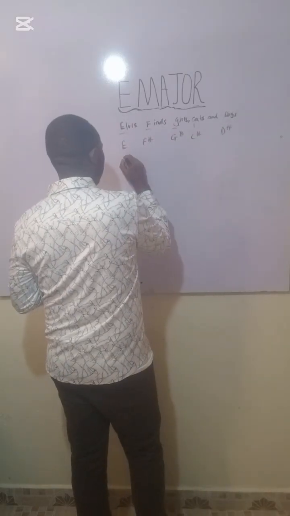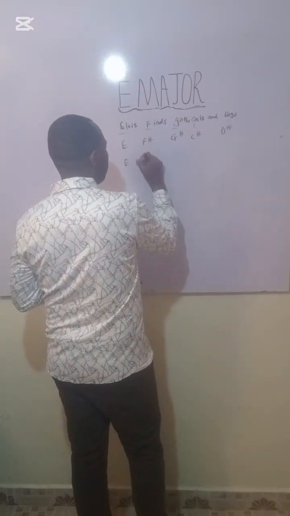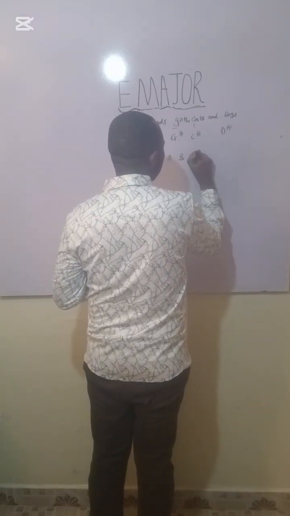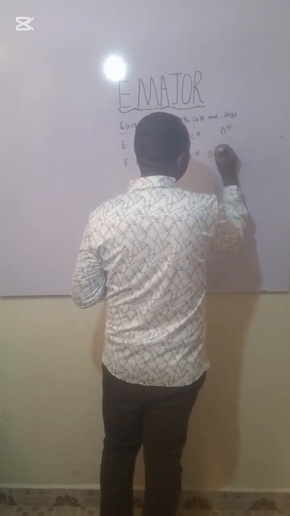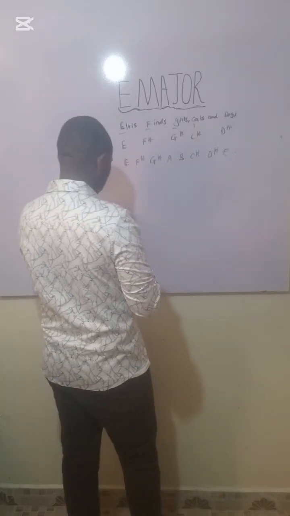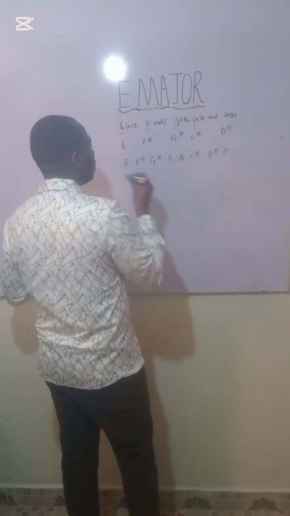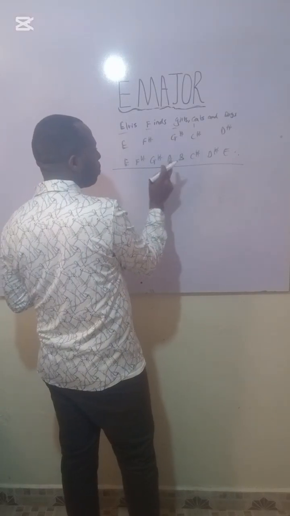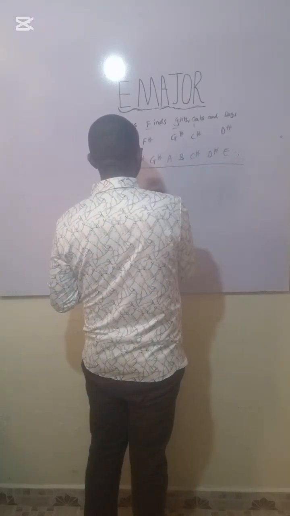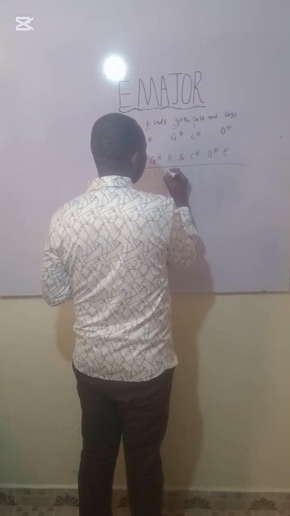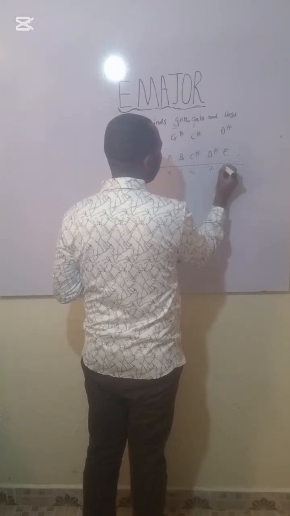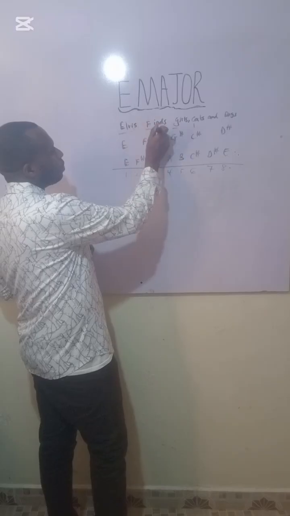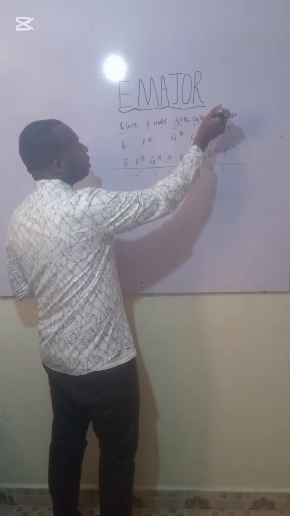So it will look like this. We have E, F sharp, then we have G sharp, then we have A, B, C sharp, D sharp, then we have E. So this is the E major scale, back to the octave. So 1, 2, 3, 4, 5, 6, 7, 8. So guys, this is the E major scale structure. Elvis finds girls, cats, and dogs.